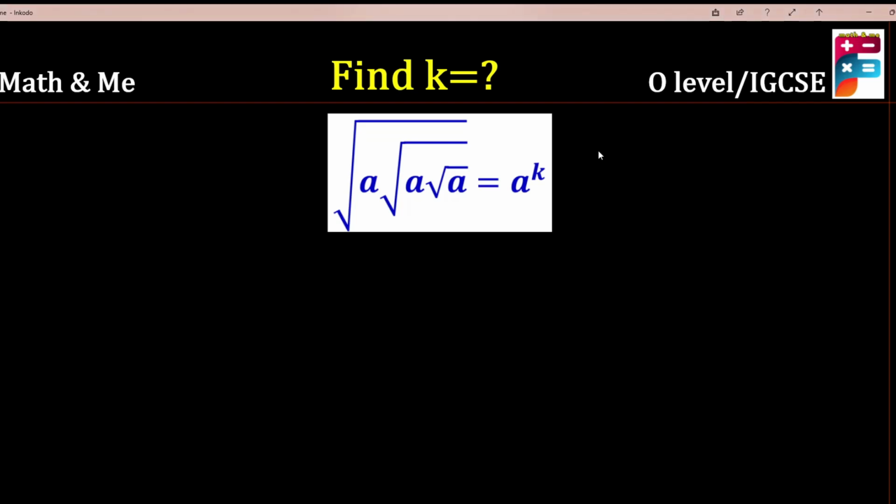In this video we are finding k, where root a root a root a, all inside the root, equals a to the power k. We are trying to find out the result of k. So first, what we will do, we can write like this.